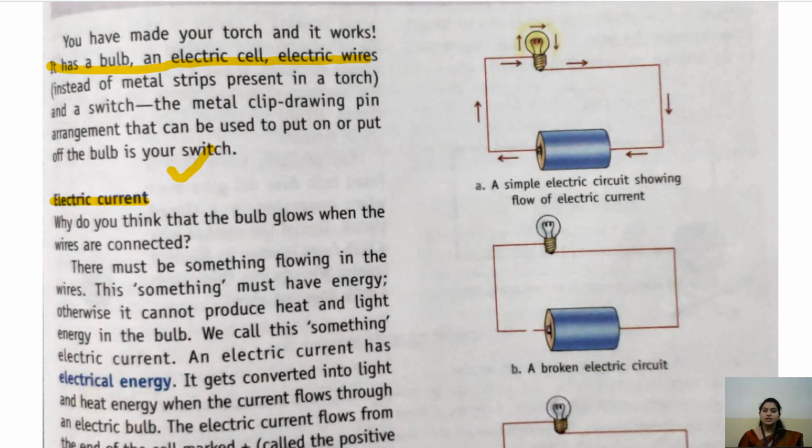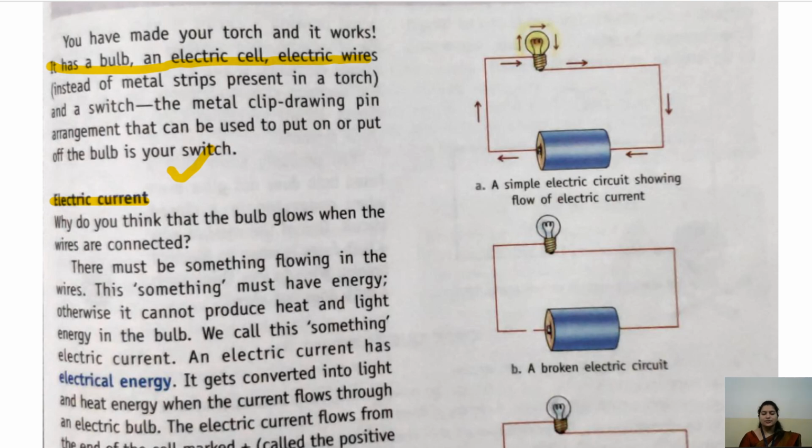Yes, because the bulb गर्म हो जा रहा है, तो जब बल्ब गर्म हो जा रहा है मतलब कि उसमें से हीट एनर्जी निकल रही है, isn't it? And also we can see a light, तो लाइट एनर्जी भी निकल रही है. Okay, so when the electric bulb glows, it produces heat and light, isn't it?